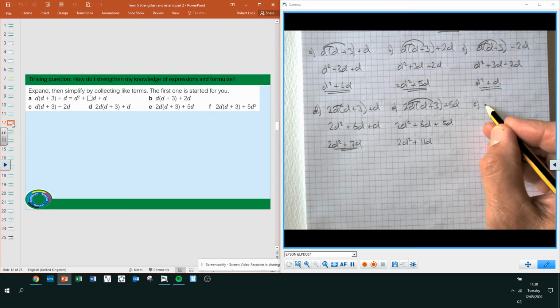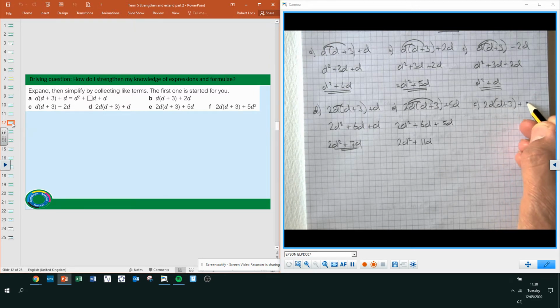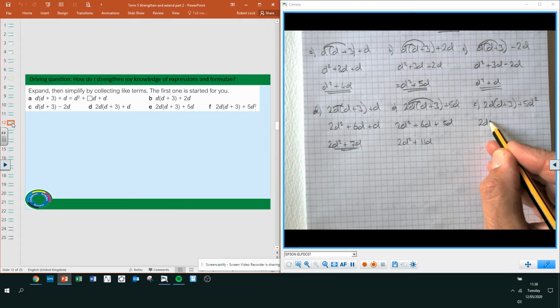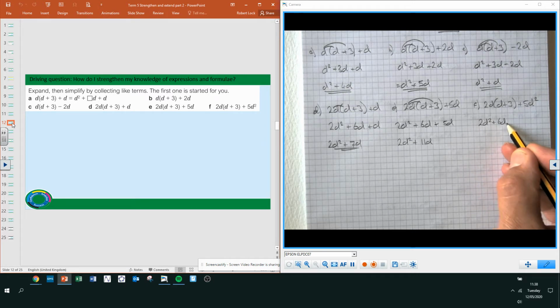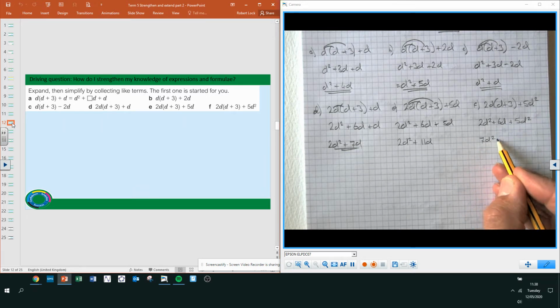F. 2d bracket d plus 3 bracket plus 5d squared. So 2d times d is 2d squared. 2d times 3 is 6d, plus 5d squared. 2d squared plus 5d squared is 7d squared, plus 6d.